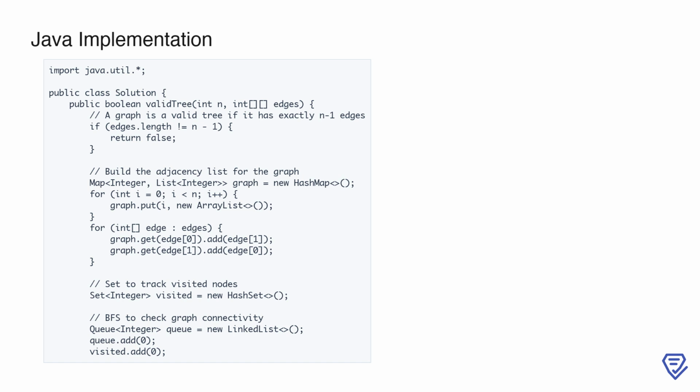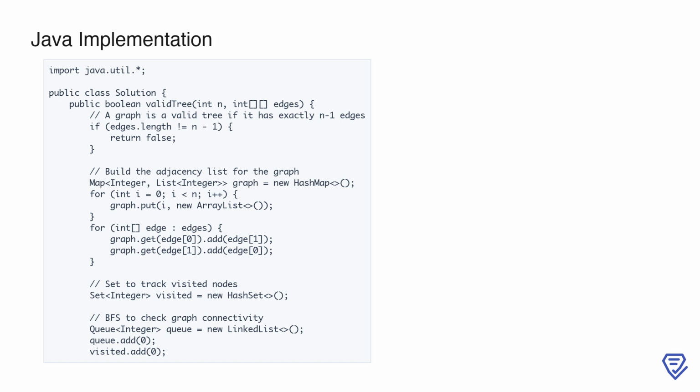Next, we construct the adjacency list representation of the graph. Using a hash map, we create an empty list for each node from 0 to n-1. Then, for each edge in the input, we add its 2 endpoints to each other's adjacency lists, establishing the bidirectional connections. After building the graph, we initialize a hash set to keep track of visited nodes. To ensure that the graph is connected, we perform a breadth-first search (BFS) starting from node 0.